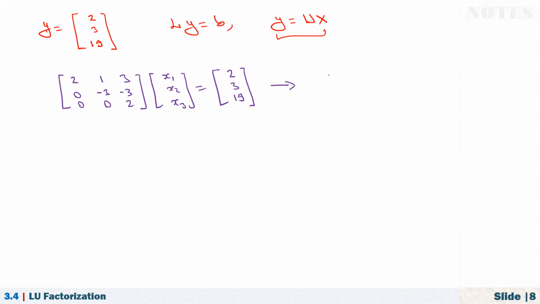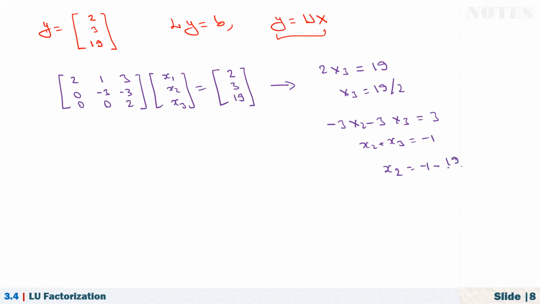So from the last one, 2 times x3 is equal to 19. Now from here, x3 is equal to 19 over 2. And if you substitute in the second one, minus 3 x2 minus 3 x3, that's equal to 3. Divide both sides by minus 3. So x2 plus x3 is equal to minus 1. Actually, we need to find x2, right? Take x3 to the right-hand side. x2 is minus 1 minus x3, where x3 is 19 over 2.